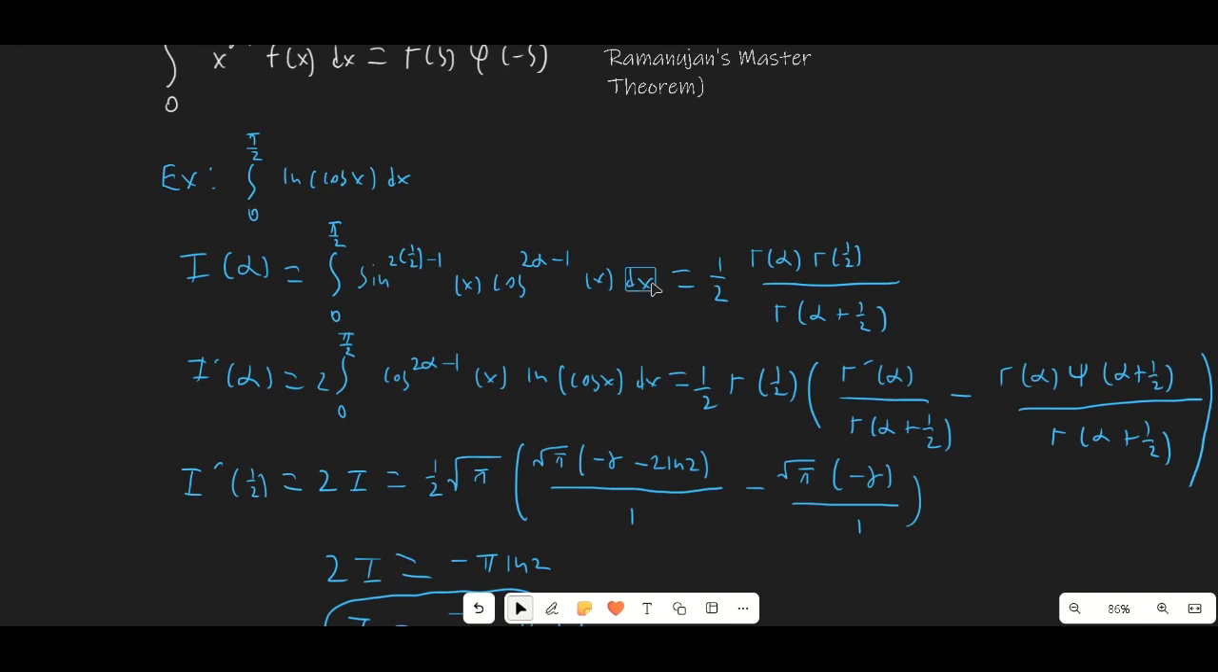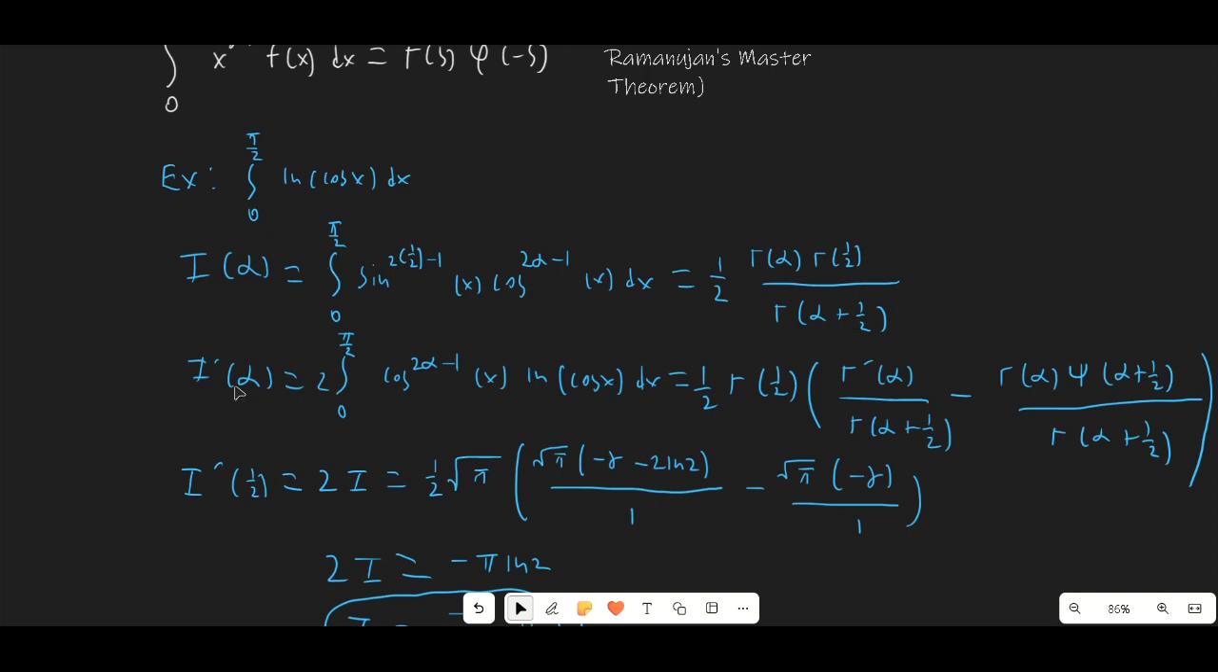And essentially what this is, it's just the integral from 0 to pi over 2 of cosine to the 2 alpha minus 1 of x, but I'm just putting it in a form where I can easily see that my beta function variable right here is going to be 1/2. So we have gamma of 1/2 and gamma of alpha plus 1/2.